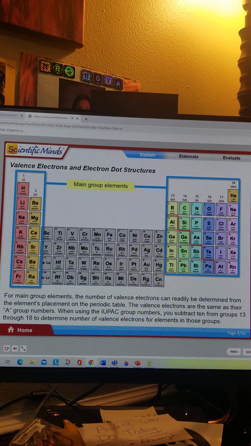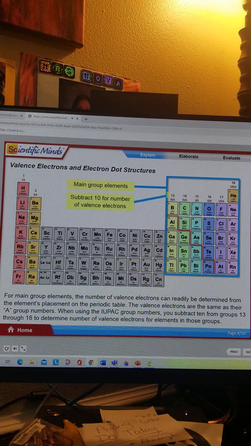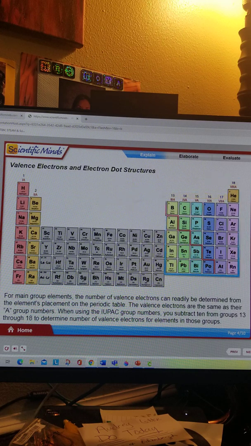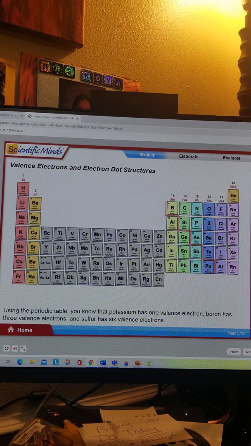For main group elements, the number of valence electrons can readily be determined from the element's placement on the periodic table. The valence electrons are the same as their A group numbers. When using the IUPAC group numbers, you subtract 10 from groups 13 through 18 to determine the number of valence electrons for elements in those groups. Using the periodic table, you know that potassium has 1 valence electron, boron has 3 valence electrons, and sulfur has 6 valence electrons.